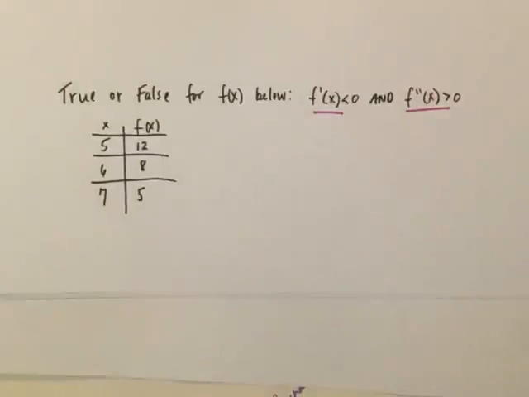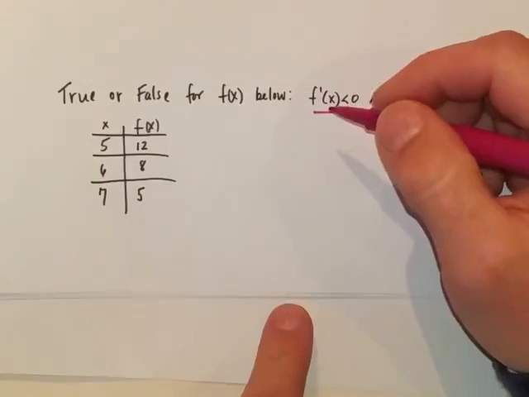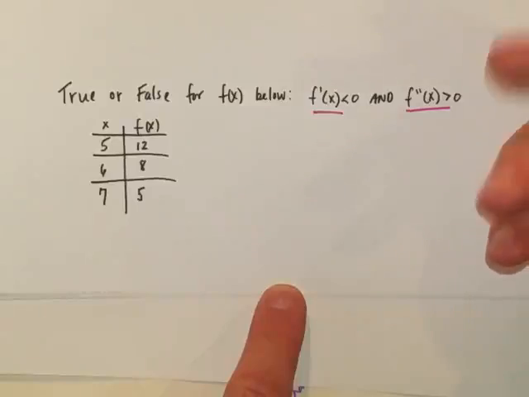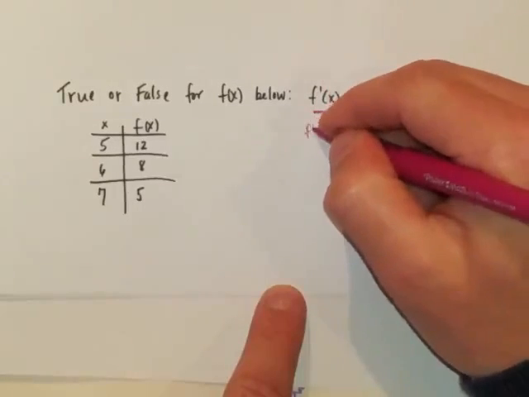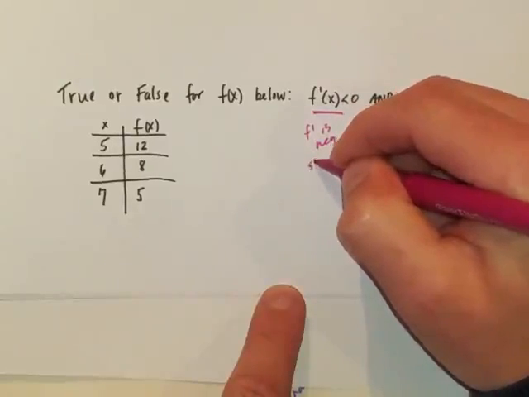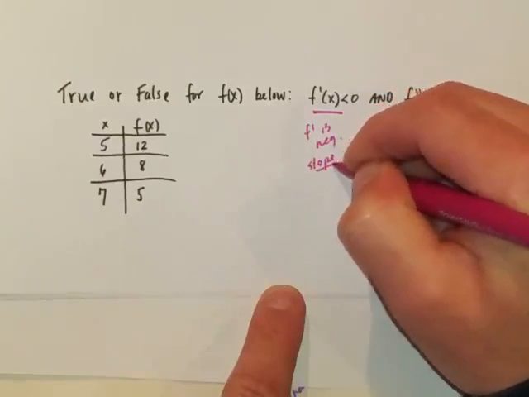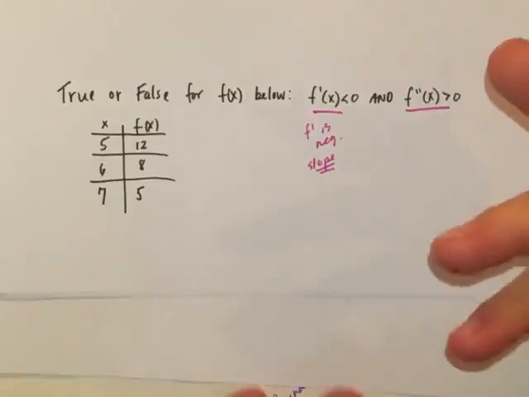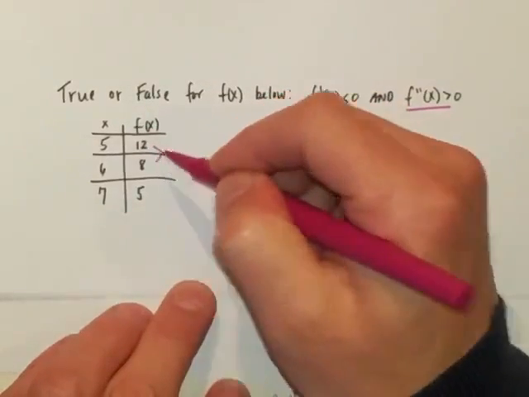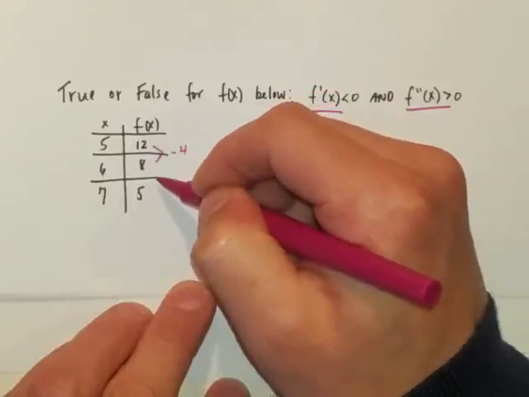F prime of x is less than 0. Okay, that means our first difference, that means our slope has to be less than 0. It has to be negative. All right, so we're looking for where f prime is negative, and remember, that's our first difference. That's our slope. So let's just go over and figure out if that's true first. We go from 12 to 8. That's going down 4. And 8 to 5.